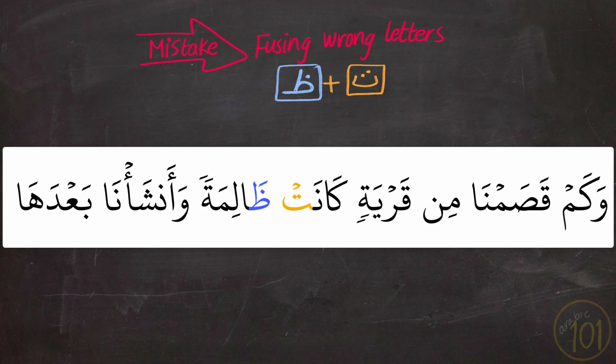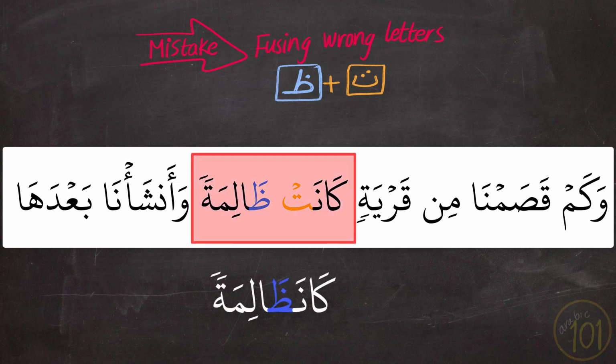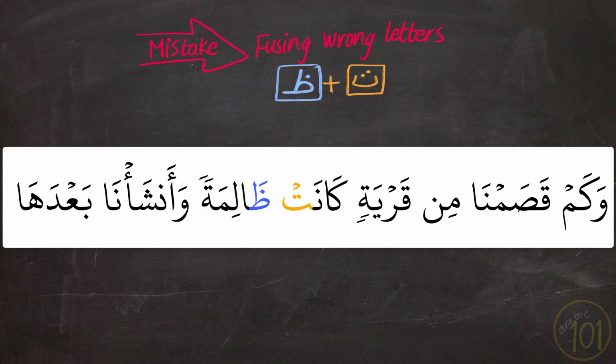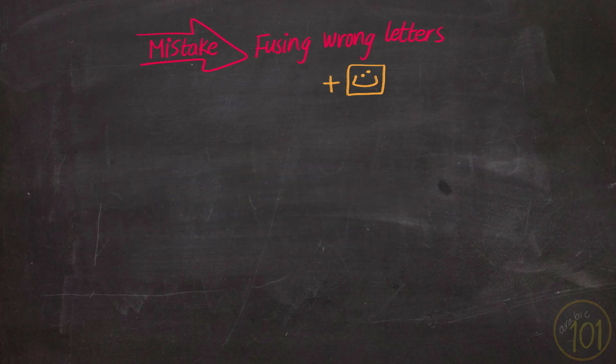وَكَمْ قَصَمْنَا مِنْ قَرْيَةٍ كَانَتْ ظَالِمَةً. That is not correct. You are not supposed to say كَانَتْ ظَالِمَةً. That is not correct. You have to show the ta at the end of the word. كَانَتْ ظَالِمَةً. One last example.